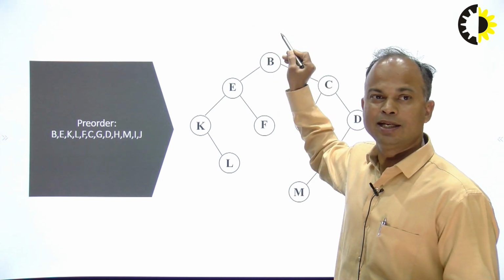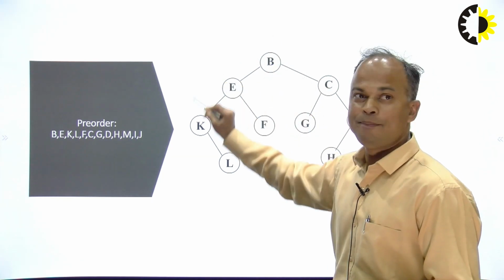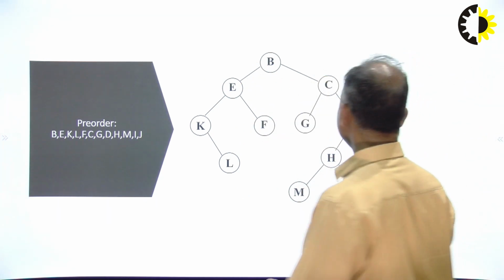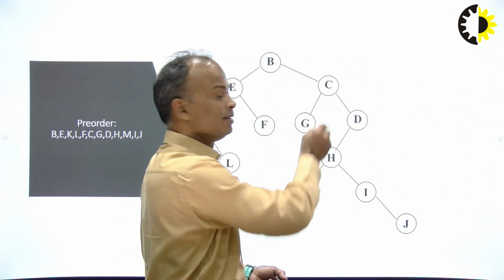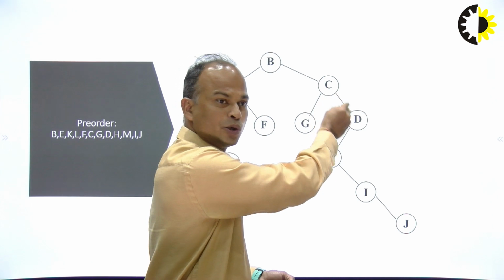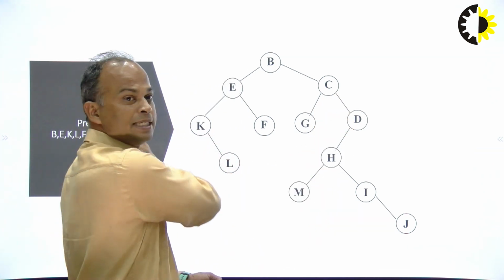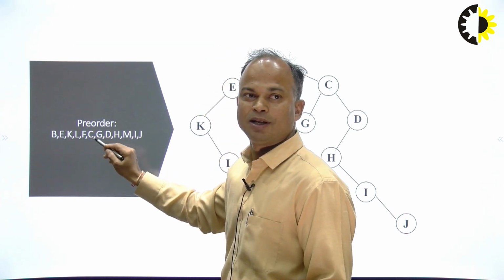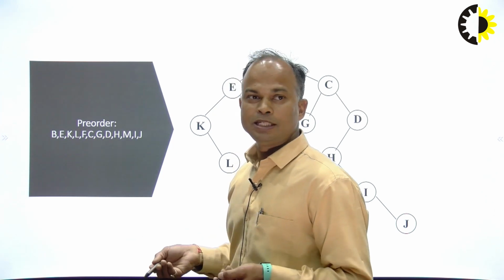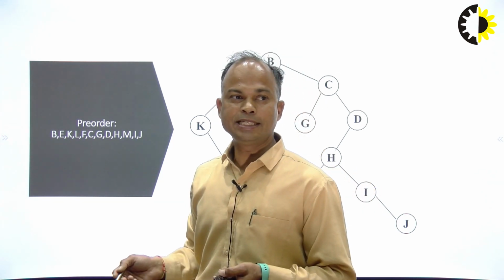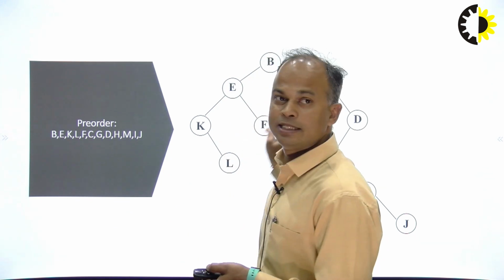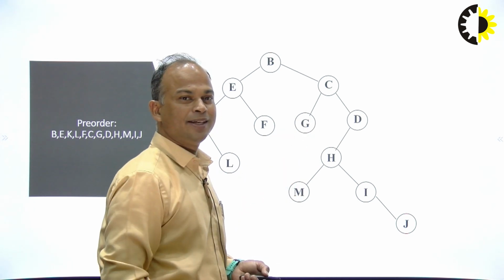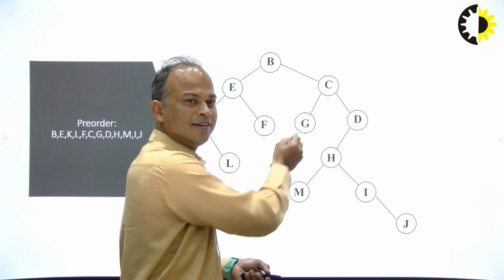Now you are at B. You have visited the root. You have visited the left subtree. Now visit the right subtree. Now C is my root. Therefore, we are visiting C. After visiting C, we need to visit the left subtree. G is my left subtree. So we need to visit G, and this G does not have a left part or right part.